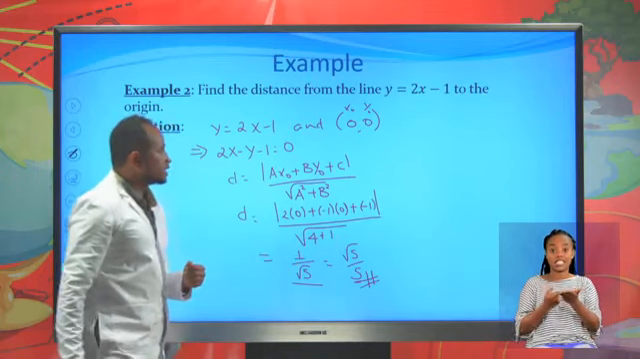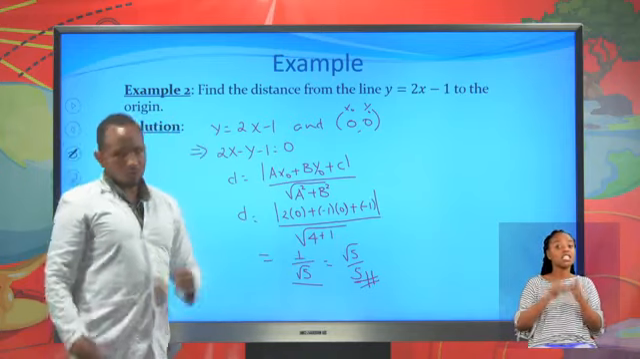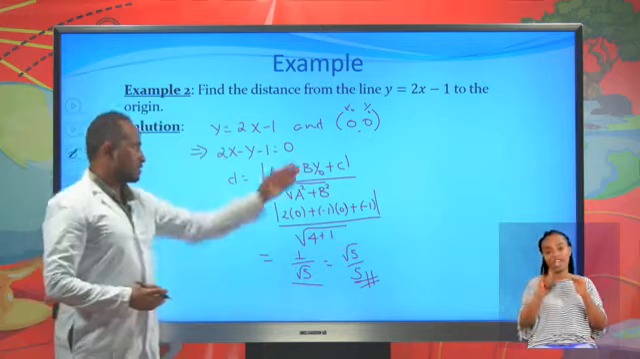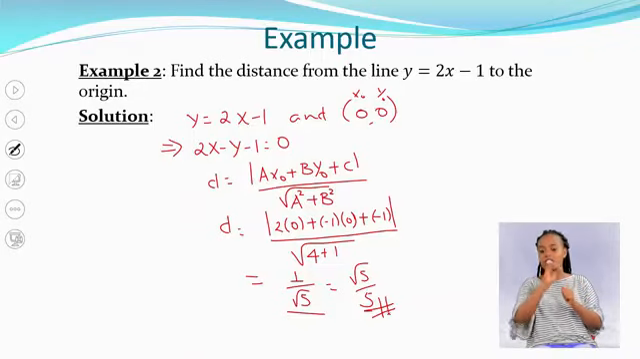This is the distance between the line y equals 2x minus 1 and the origin. Okay, now let's continue.